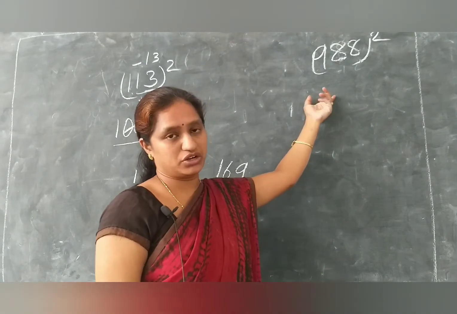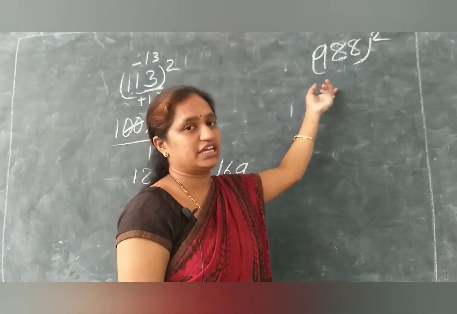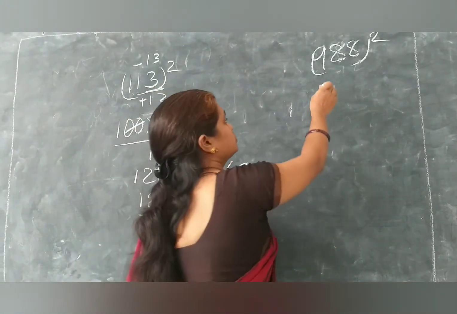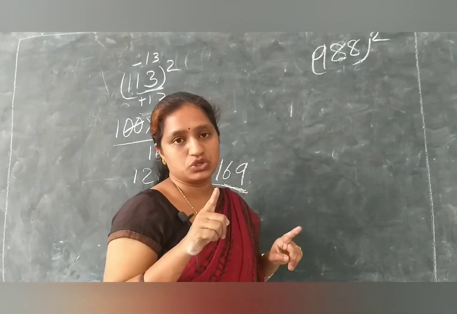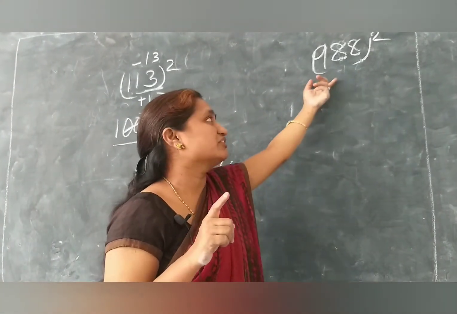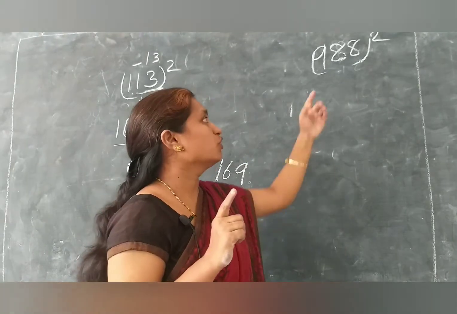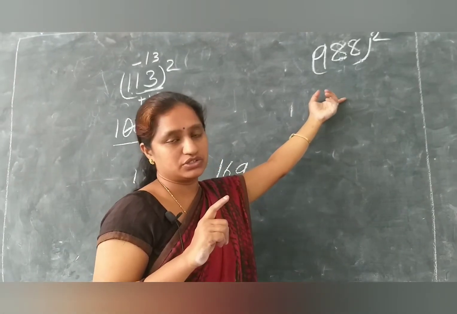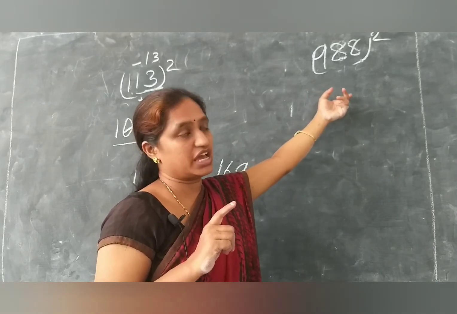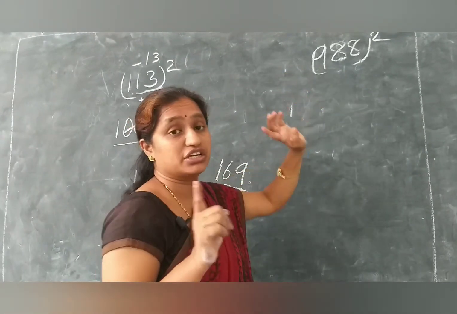We are going to find out the square of 988. See here. So, first, what is the first step I have told you? I have told you that you have to get it to the nearest hundreds or thousands. So, what should I add or subtract to this? To get it to the nearest 1000, I have to add 12.